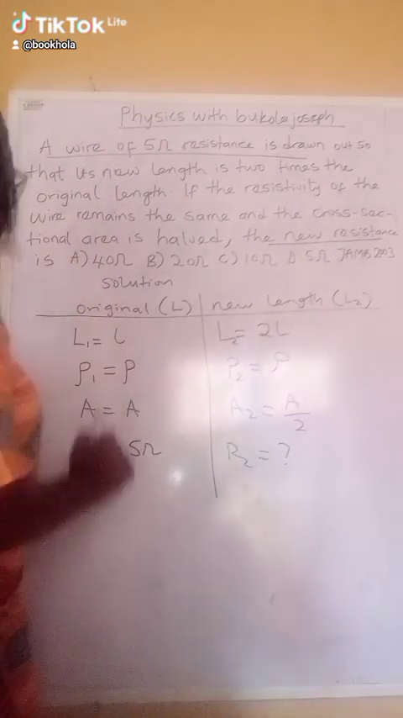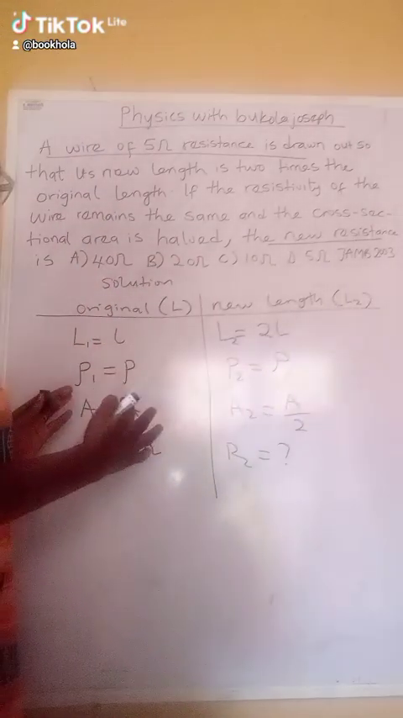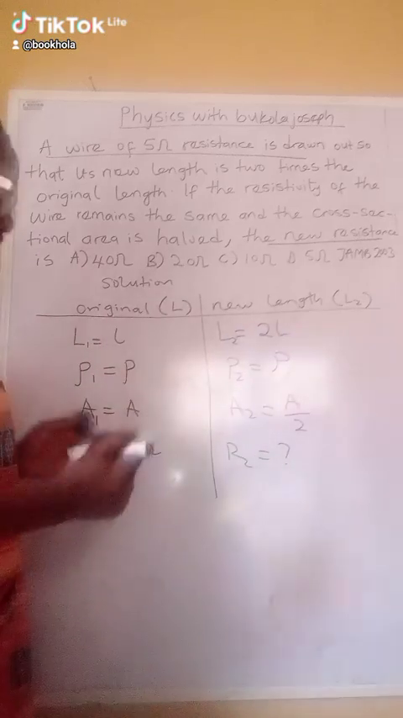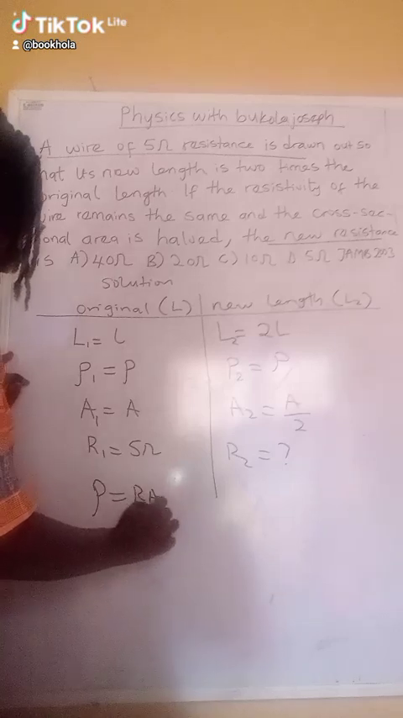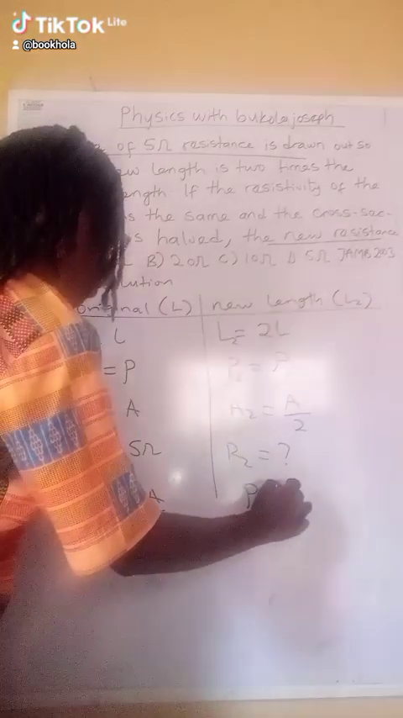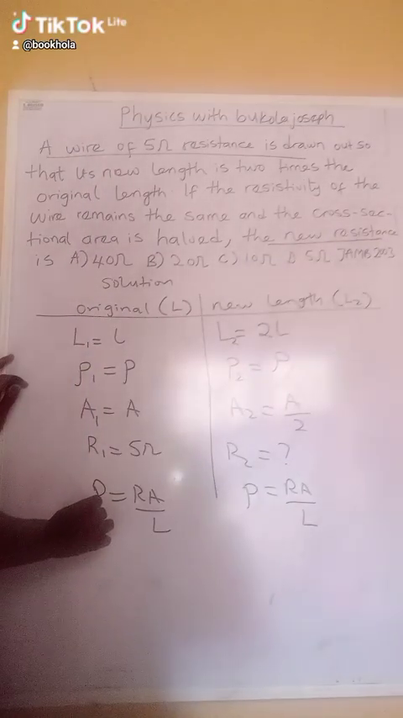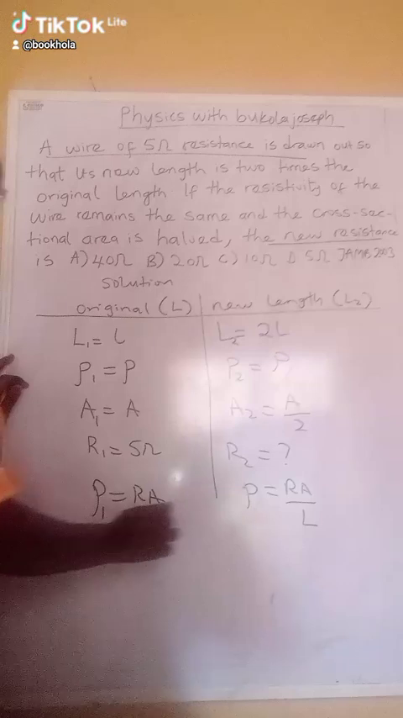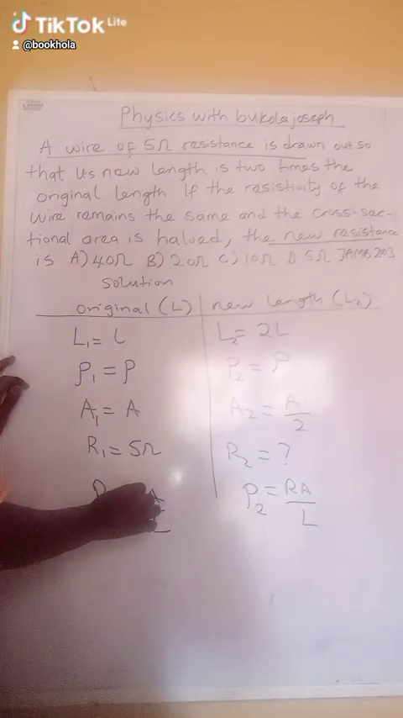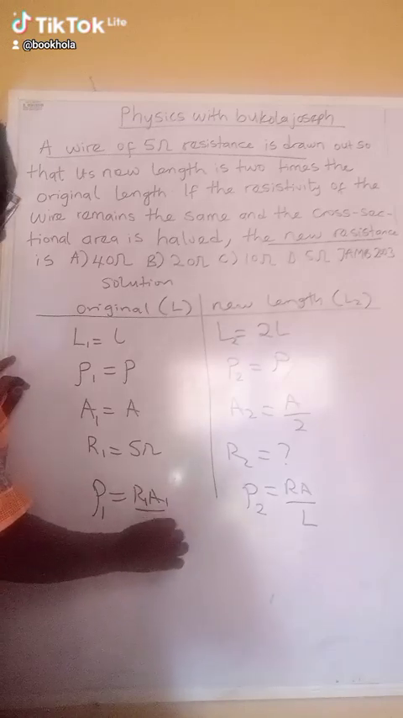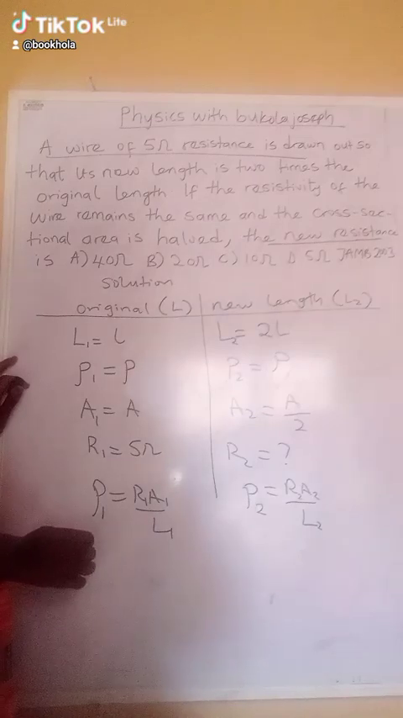Now, what is the formula for resistivity? Of course, this is a question on resistivity. The only way we can solve this problem is to bring out the formula for resistivity. So we know that resistivity is RA over L. If this is for the original length, let's call this 1, and this one 2. So it is R1 A1 over L1 and R2 A2 over L2. Do you understand what we're doing now?